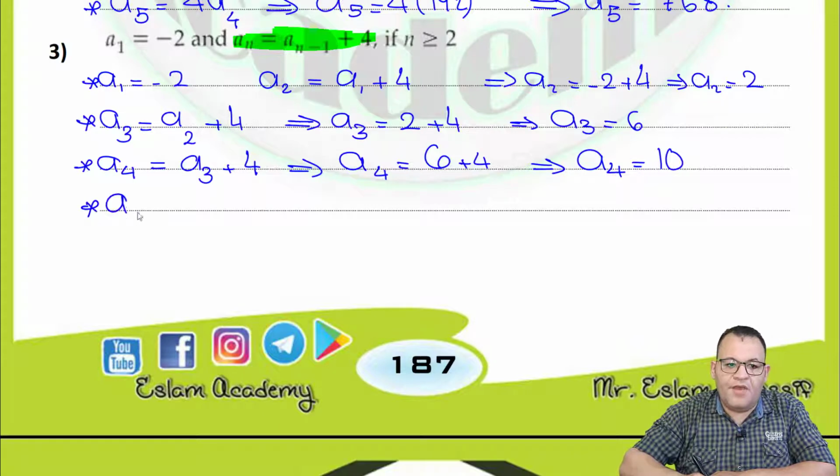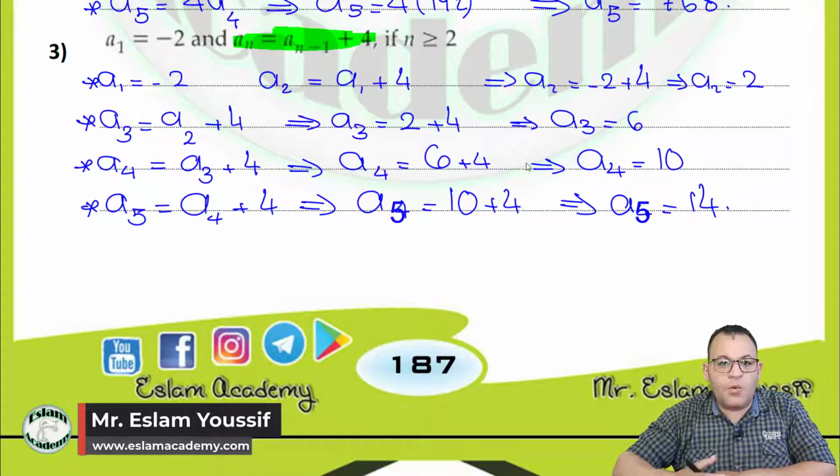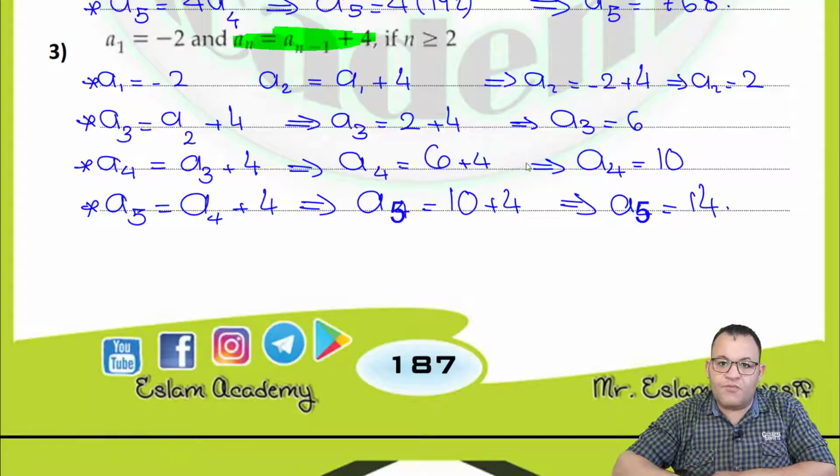Now we need to find a5. a5 equals a4 plus 4. Then it will be a5 equals 10 plus 4, then a5 equals 14. And that's how we can find any number of terms for any recursive formula.